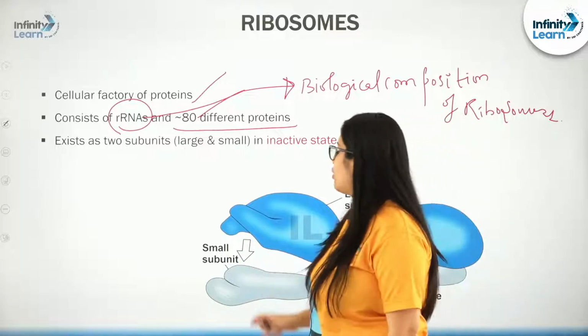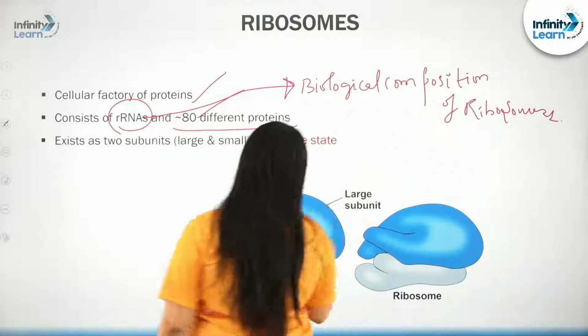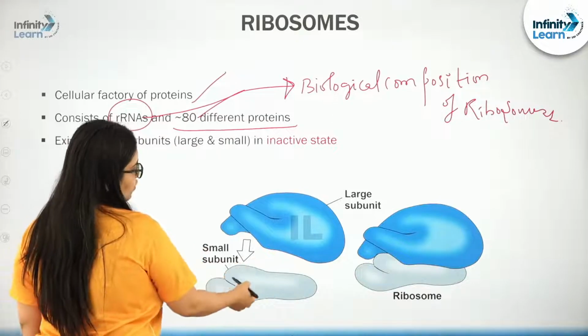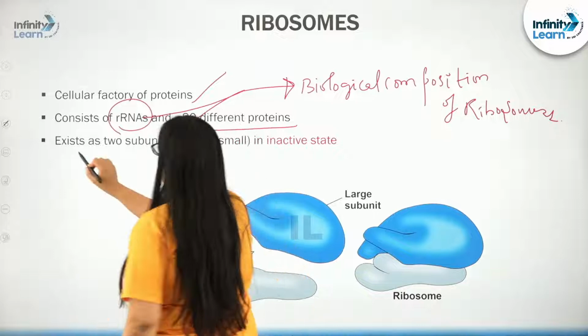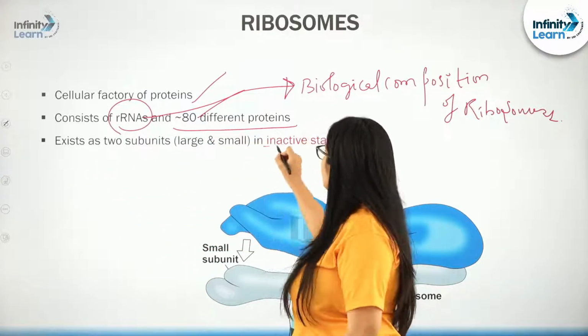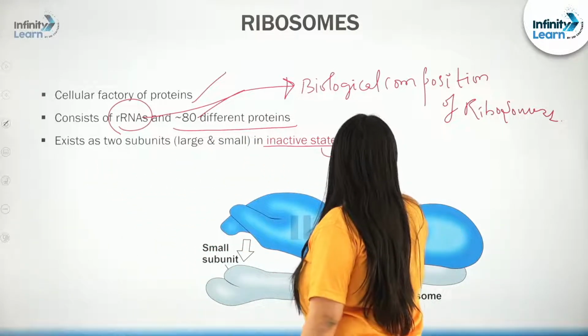You can easily make out with this diagram. So, this one is the larger one and this one is the smaller one. So, large subunit, small subunit. So, they exist in two subunits in the inactive state.